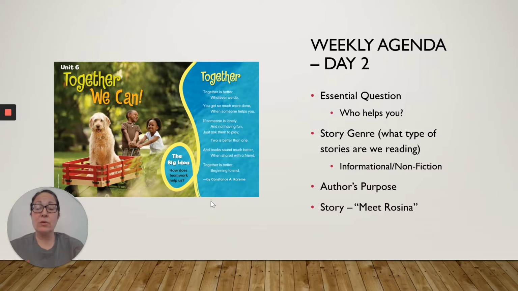Okay, friends, our essential question for this week: Who helps you? And our story genre, what kind of story are we reading? We're reading that informational, that non-fiction type of story. And today, friends, our reading lesson is going to focus on the author's purpose. We're going to talk a little bit more about that. And our story, friends, is called Meet Rosina. And I think you're really going to enjoy our story for today.